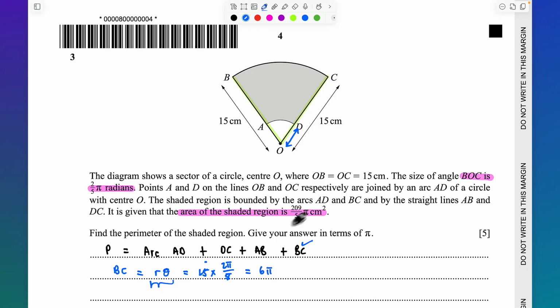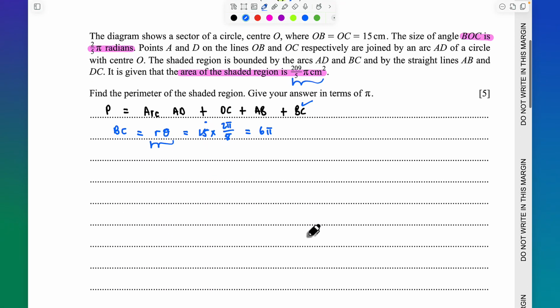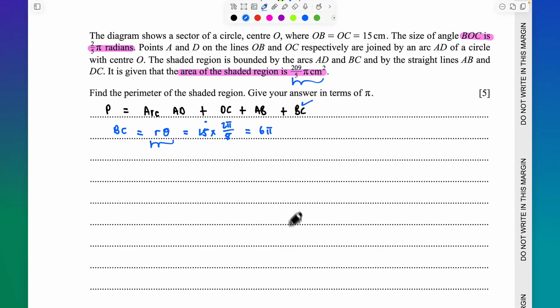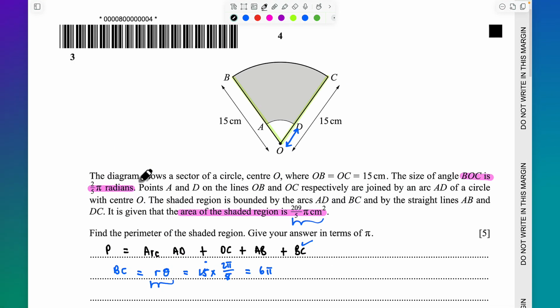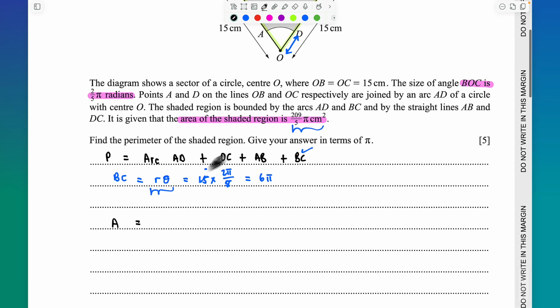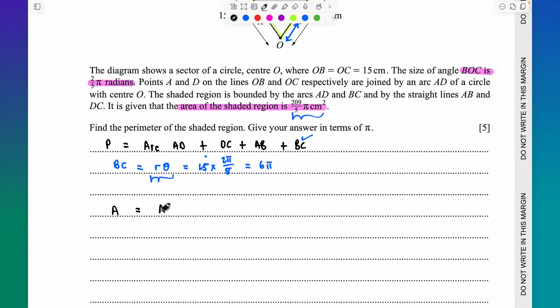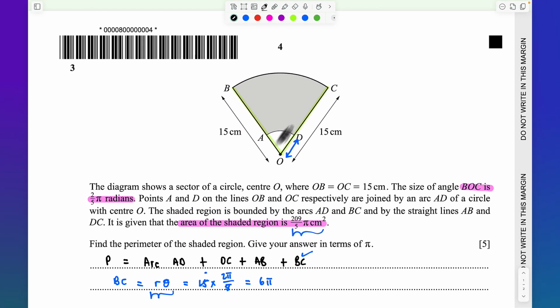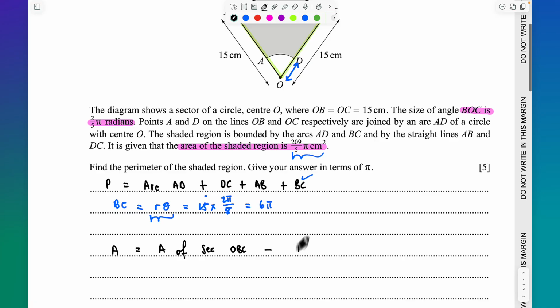However, we're given a piece of information, which is this. The area of the shaded region is 209 pi over 5 square centimeters. So maybe let's use that. The area of the shaded region is equal to, for us to get the shaded region, we would need the area of the full sector minus the area of this smaller sector over here. So the area of sector OBC minus whatever we remove from there, which is this smaller one, the area of sector OAD.